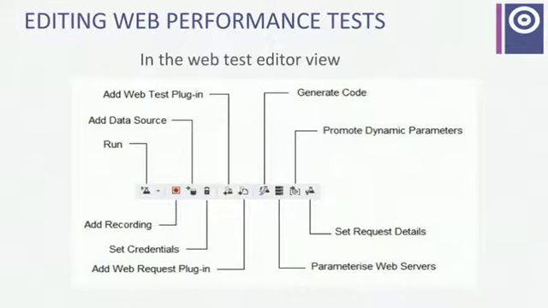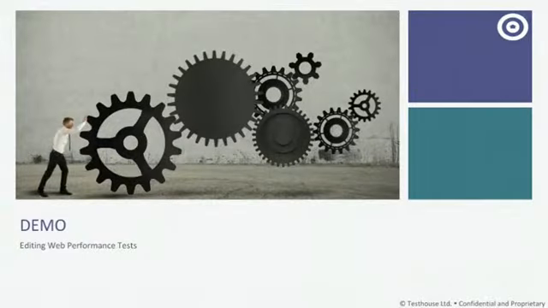You can also promote dynamic parameters. That runs after recording, but you can rerun that at any time. But those dynamic parameters largely you have to deal with manually. And you can do something called set request details to make your test more readable. We can look at that a bit closer later on. So another demo will be editing web performance tests.